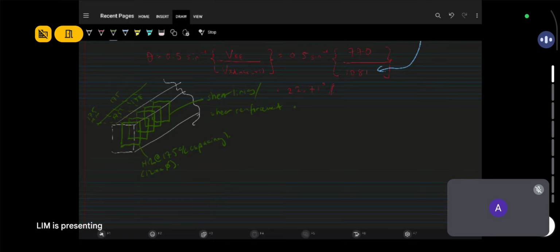So now, to continue answering the question, you need to know the area of this shear link. The ones that actually contribute are only the vertical ones, this one and that one, those two. So when we calculate area, what you're actually calculating is the area of the vertical bars.